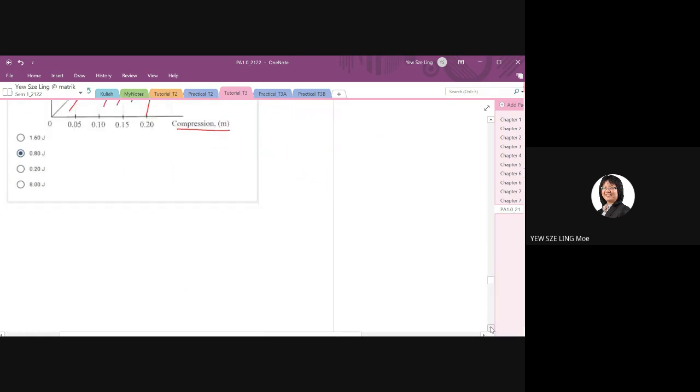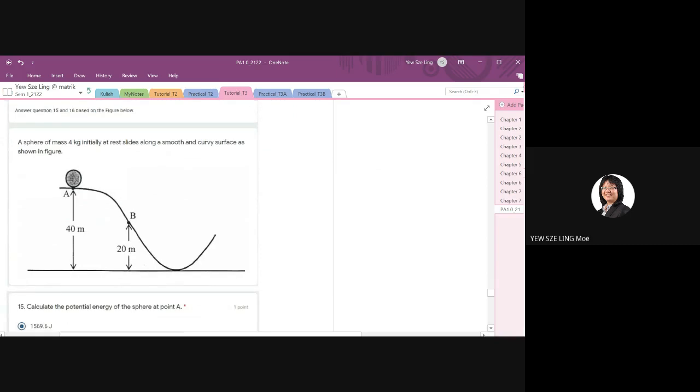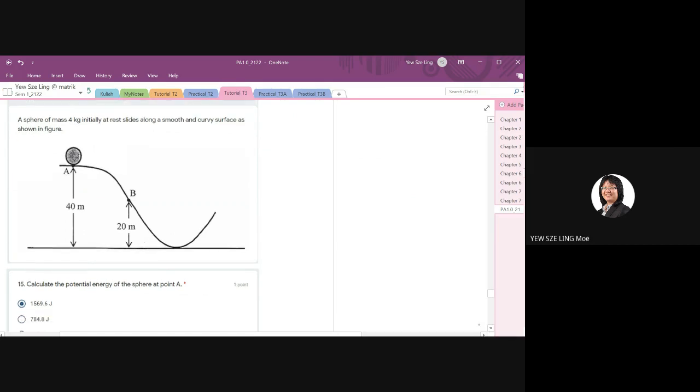All right, and the next questions. Again, you need to answer 2 questions based on the diagram given. Answer questions 15 and 16 based on the figure below. Based on the figure below, we have a figure like this.